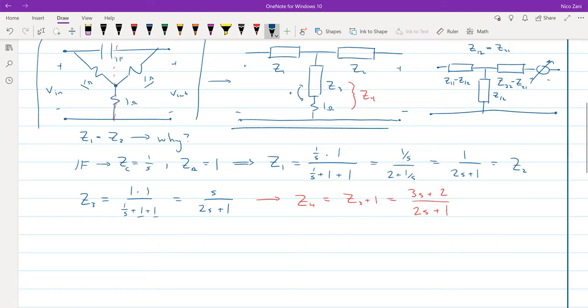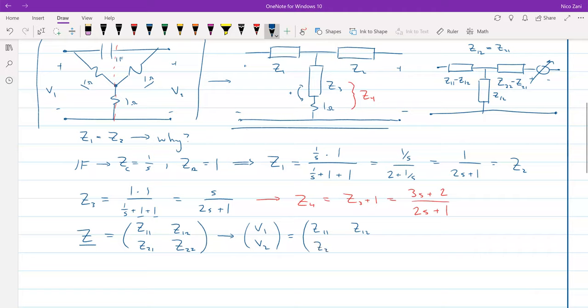Okay, so now we want to figure out what our Z parameters are. So we have this, which is going to be Z11, Z12, Z21, Z22, right? And essentially what this describes is it says if you have your two voltages, in this case I labeled them Vin and Vout, so I'll relabel them here. This is V2, this is V1. This is going to be the same as Z11, Z12, Z21, and Z22 multiplied by I1, I2.